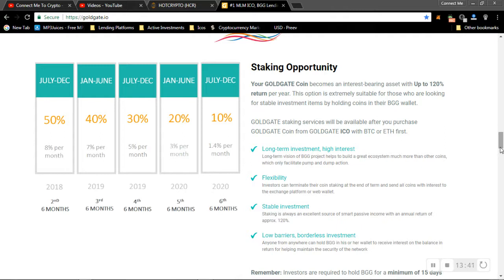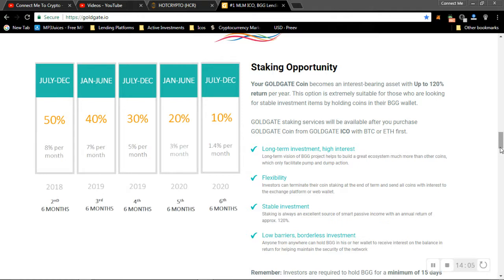So the long-term investment, high interest, long-term vision of BGG helps to build a great ecosystem much more than other coins, which only facilitate pump and dump action. That is true. And that's why a lot of these new platforms are locking their tokens to avoid the pump and dump, but it's kind of a bait and switch situation now. So you have to be really careful.